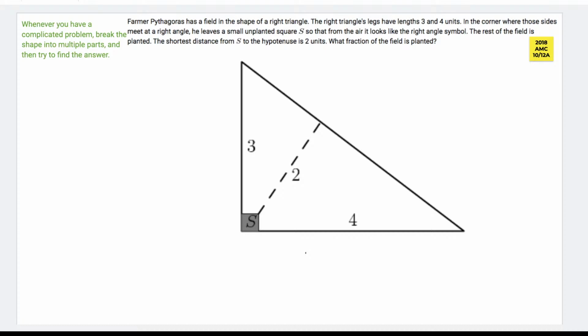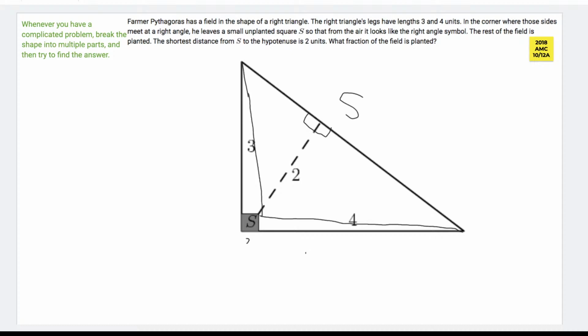Now remember that the shortest distance to the hypotenuse is always perpendicular to the hypotenuse, which means this is 90 degrees. Now we know that this is the hypotenuse, so it's 5. The trick to this problem is connecting the vertex to the vertex of the square for both of the triangles. And then we use algebra. We just substitute a variable for the side length of the square.